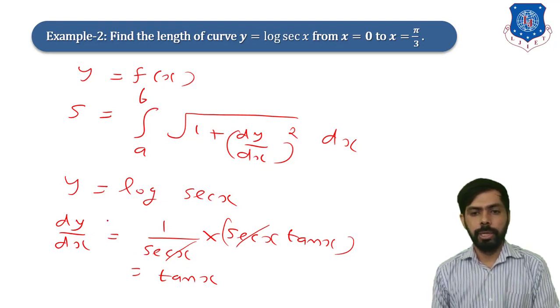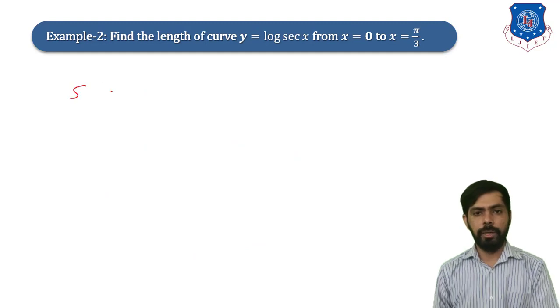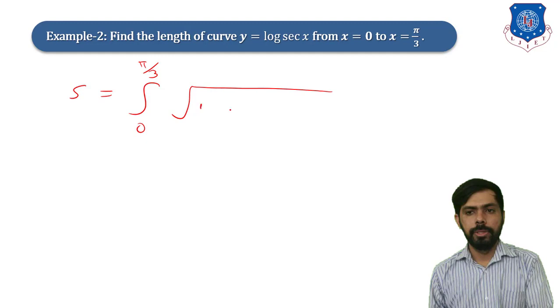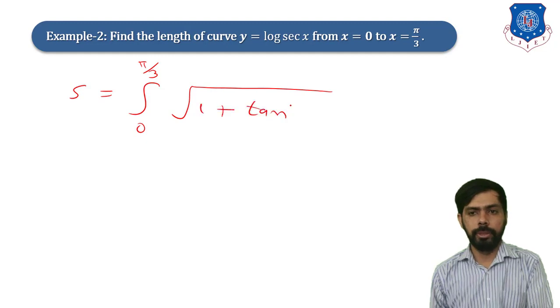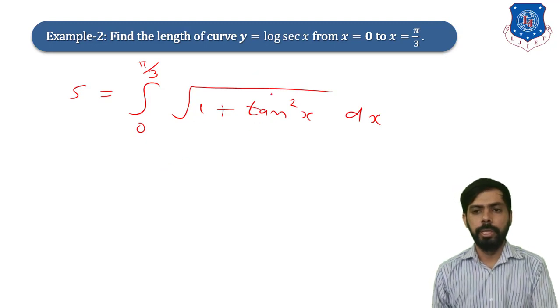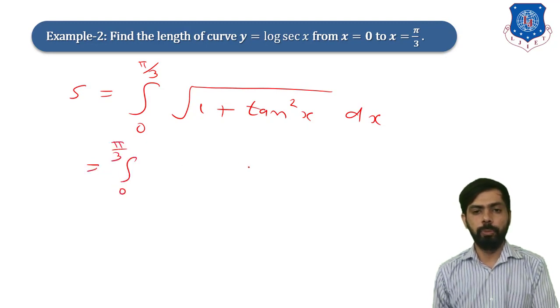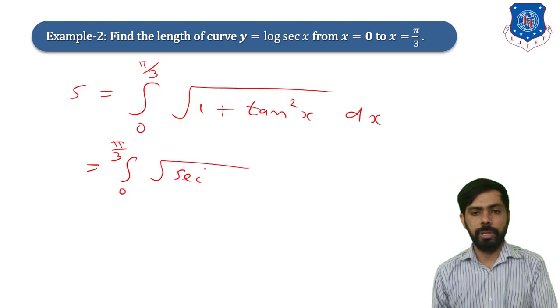Here we have to find the arc length. So the arc length will be s is equal to the integration from 0 to pi by 3, because here x varies from x equal to 0 to x equal to pi by 3, of the square root of 1 plus tan square x, because as we found earlier dy by dx is tan x. Now 1 plus tan square theta is what? Sec square theta. This will be the integration from 0 to pi by 3 of the square root of sec square x dx. So it will be the integration of sec x. Now what is the integration of sec theta?